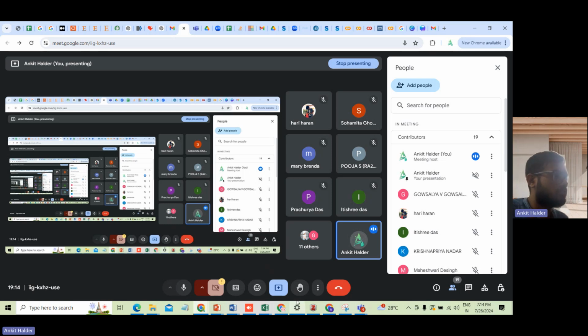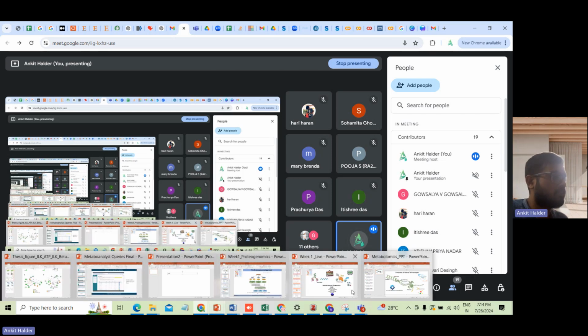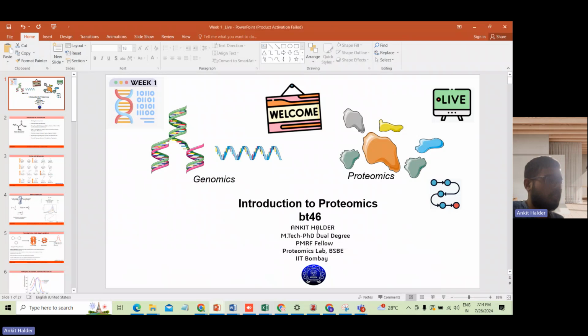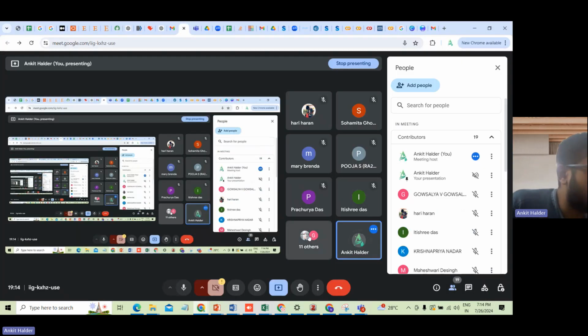Okay, if I give my introduction, that would make everything clear. I am Ankit, currently in the final year of PhD, an MTech PhD dual degree from IIT Bombay. I am a PMRF fellow, and I am taking this. You can also introduce yourselves and interact. For instance, tell me what your idea behind taking this was, and what do you think of the term proteomics?